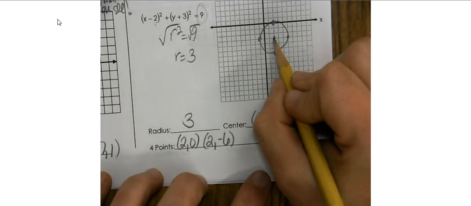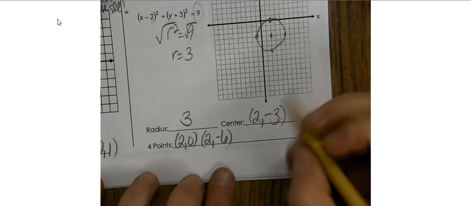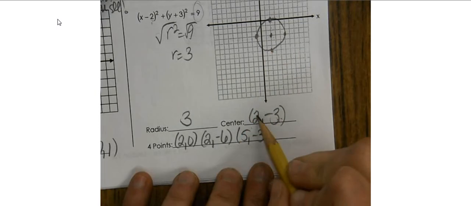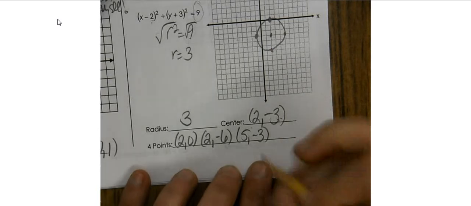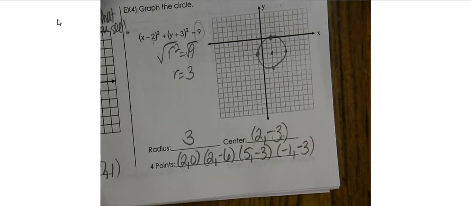To the east, we're going to the right, so I'm going to add 3 to 2, and so that's going to be 5, -3. And to the west, I'm going to take 2 and subtract 3, and 2 minus 3 is -1, -3. So those are your values.